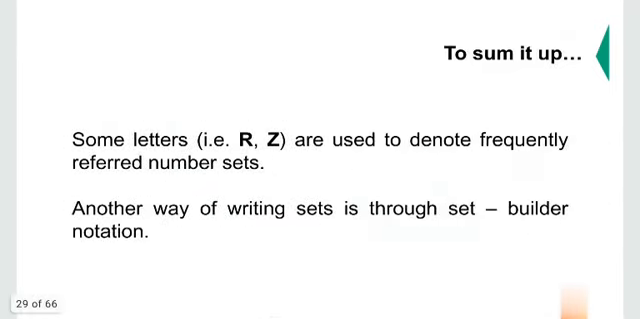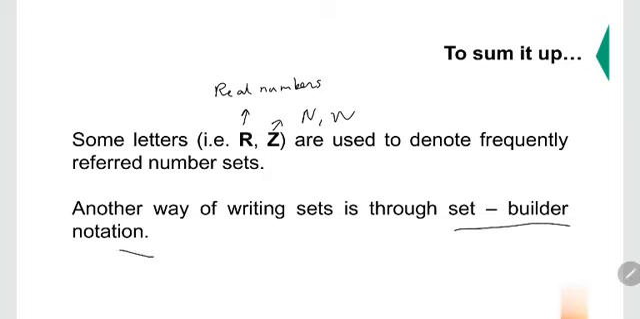Okay, to sum it up, some letters such as R and Z. Actually we didn't mention this, but R is for real numbers. But don't worry about that. Just focus on the Z, the N, and the W. They are used to denote frequently referred to sets or number sets. Another way of writing set is through set builder notation. Braces, and then inside is a descriptive brace. Next, we're going to talk about different types of sets such as subset, proper subset, equal set, and equivalent sets.